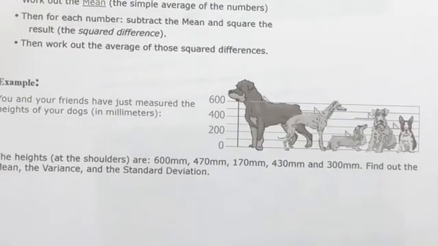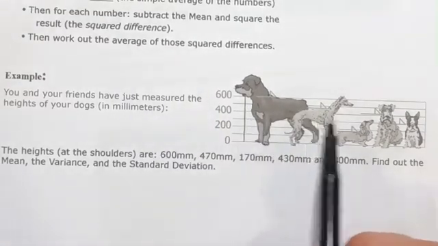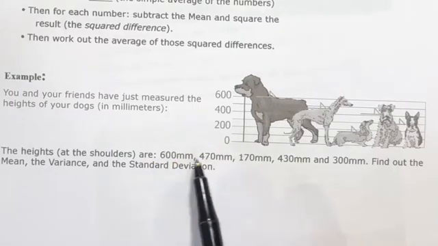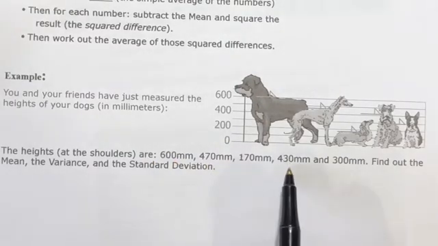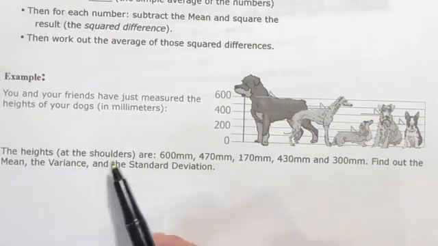So we have this little example with these dogs right here. It says you and your friends have just measured the heights of your dogs in millimeters. So here are your little puppies. The heights at the shoulders are all of these values: 600, 470, 170, 430, and 300 millimeters. Find the mean, the variance, and the standard deviation.